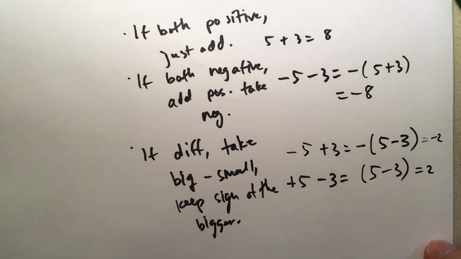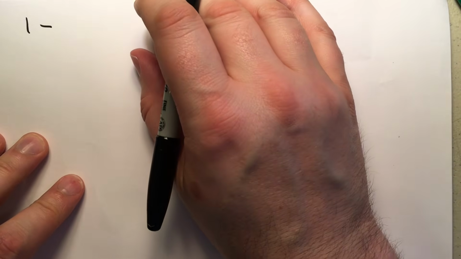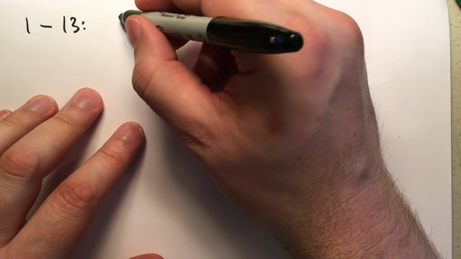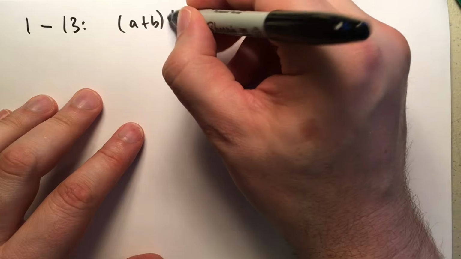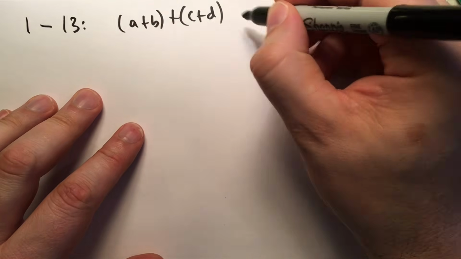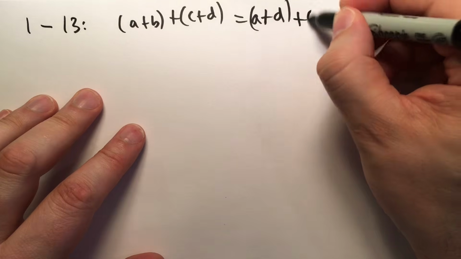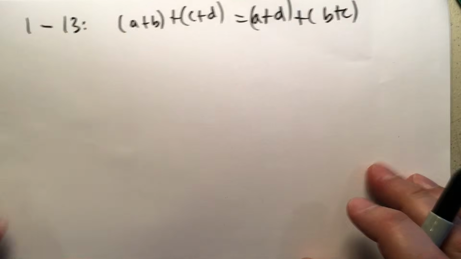All right, finally, I wanted to go over the homework problems, give you some hints on how to solve these. So problems 1 through 13. These take the form, they say, okay, justify each step. So you have a plus b plus c plus d, this is number 1, is equal to a plus d plus b plus c. And how in the heck are you supposed to do that?